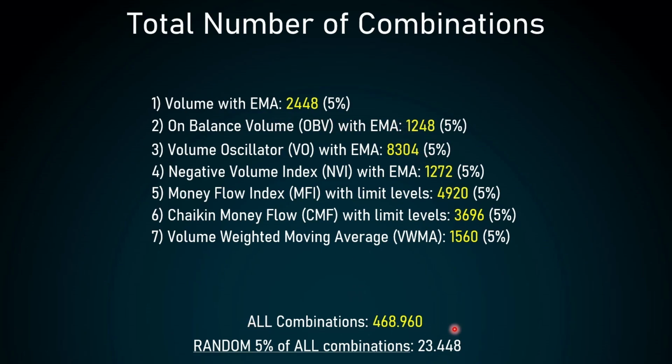If I would have tested all the combinations, it would have come out as 468,960 backtests. But by checking only the random 5% of all combinations, so randomly switching the parameters, this number is down to a moderate 23,000 combinations.